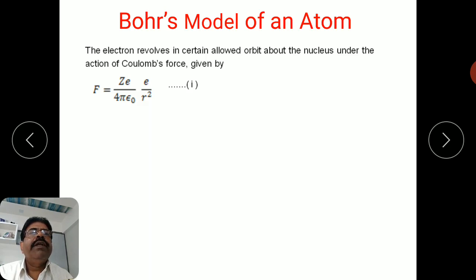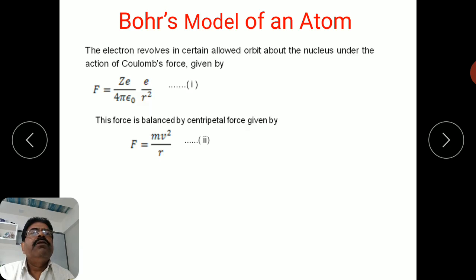So you know that when the electron revolves in certain allowed orbits about the nucleus, it will be under the action of Coulomb's force. This Coulomb's force is given by F is equal to Ze squared upon 4 pi epsilon 0 into r square, where e is the charge of the electron, r is the distance of the electron from the nucleus, and Ze is the positive charge residing inside the nucleus. So this is according to Coulomb's law of electrostatic force.